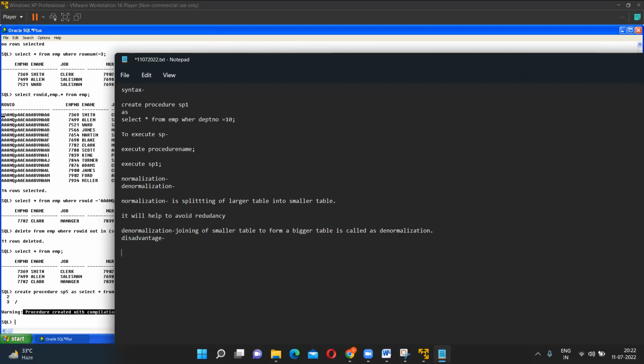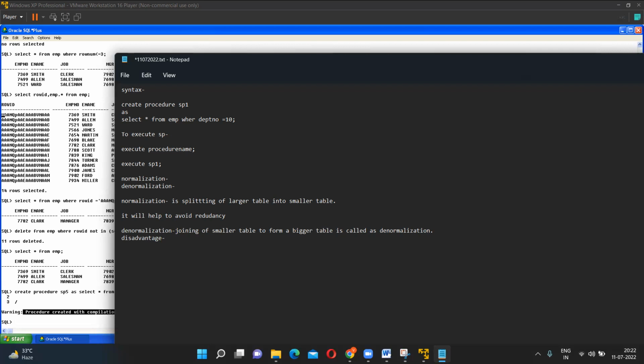Faster retrieval. No. See, normalization is what? It's splitting of the bigger table. You have joined it into smaller tables. That is normalization. Okay, guys. It will avoid the redundancy and all. So we use normalization. Now I'm telling, denormalization is what? We will join the small tables to form a bigger table.